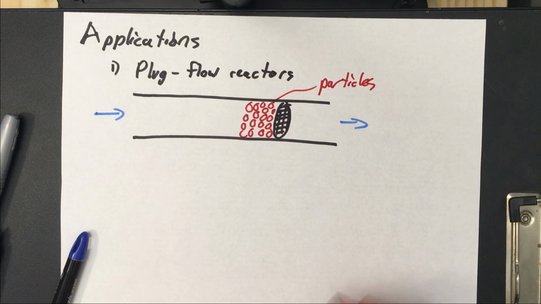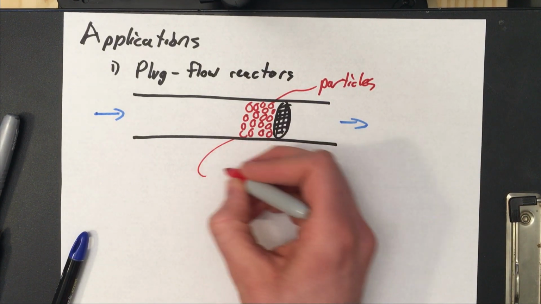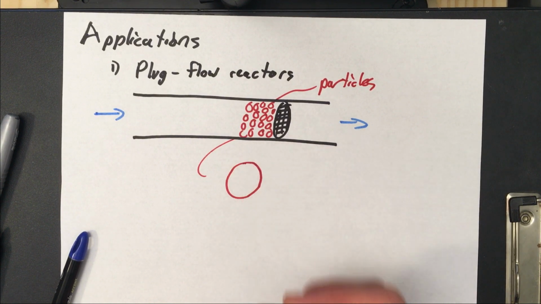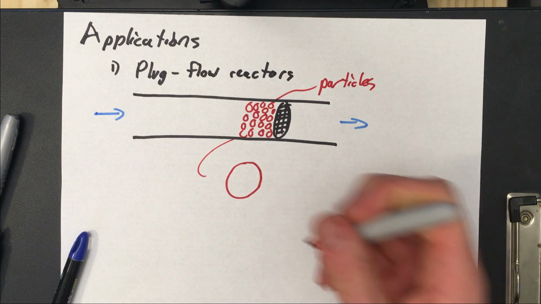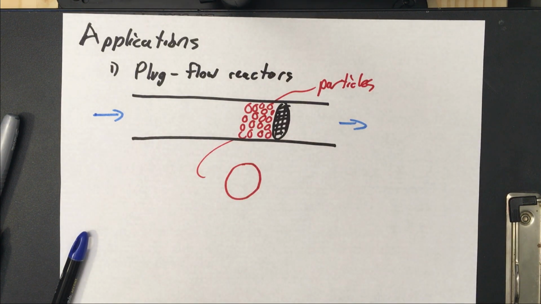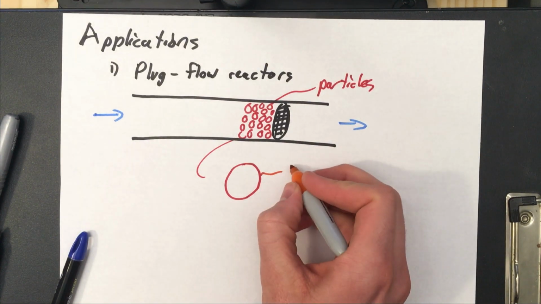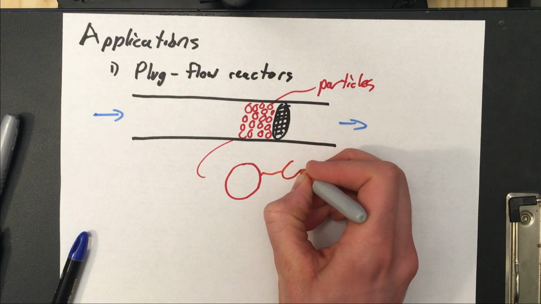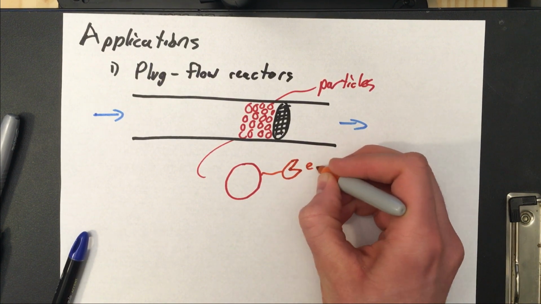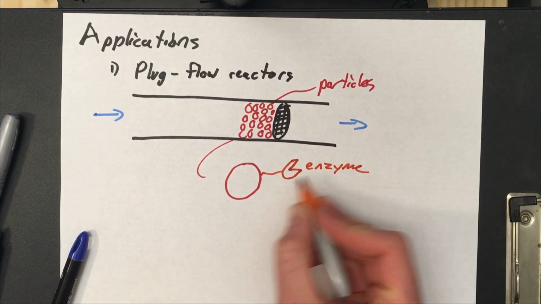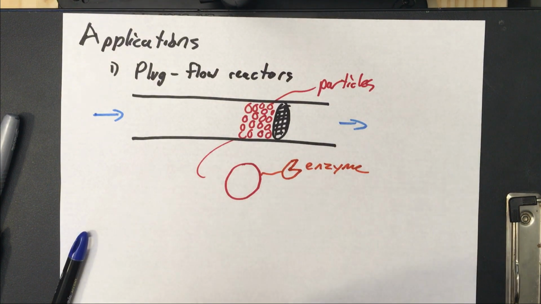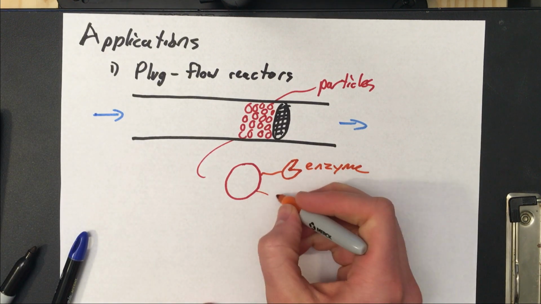And these particles aren't just any particle. If I were to zoom way in on one of these particles and exaggerate, the scale of everything isn't exactly right here, but I have some bead or particle right here. And on the surface of this particle, I have some tether and some enzyme. So I have an enzyme attached to the surface of this particle, and maybe I have multiple ones.